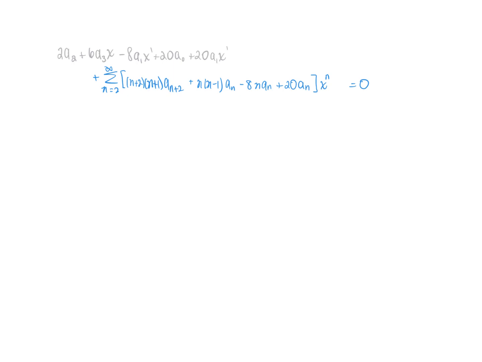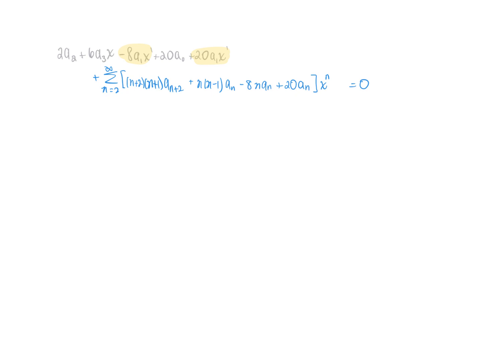So let's start combining some more like terms. In the beginning, we've got an a0 and an a2. We've got a couple of a1s. We have a minus 8 a1 x to the 1, and we have a plus 20 a1 x to the 1. So if we put 20 minus 8, that's just 12.